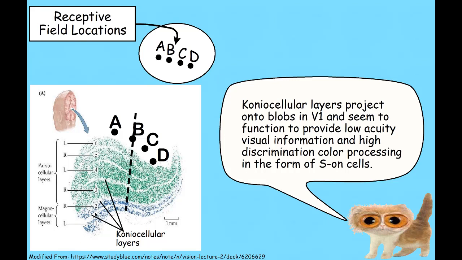Now, when they discovered those bistratified cells, what they realized was the bistratified cells actually seem to synapse onto these interlaminar layers here, right? The areas between these individual layers. And so what they realized, they thought those cells didn't play any information processing role, but it looks like the koniocellular layers there, they project onto blobs in V1, in the visual cortex, and they seem to function to provide low acuity visual information and high discrimination color processing in the form of short wavelength on cells.